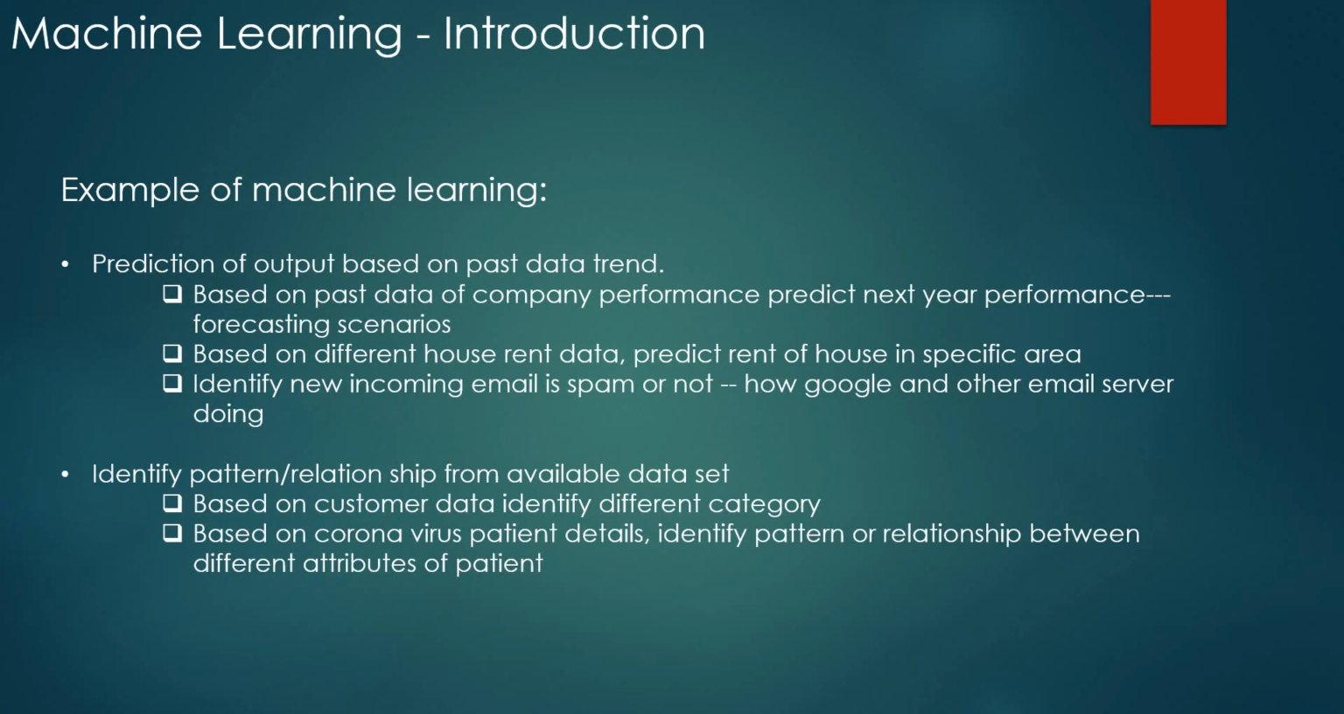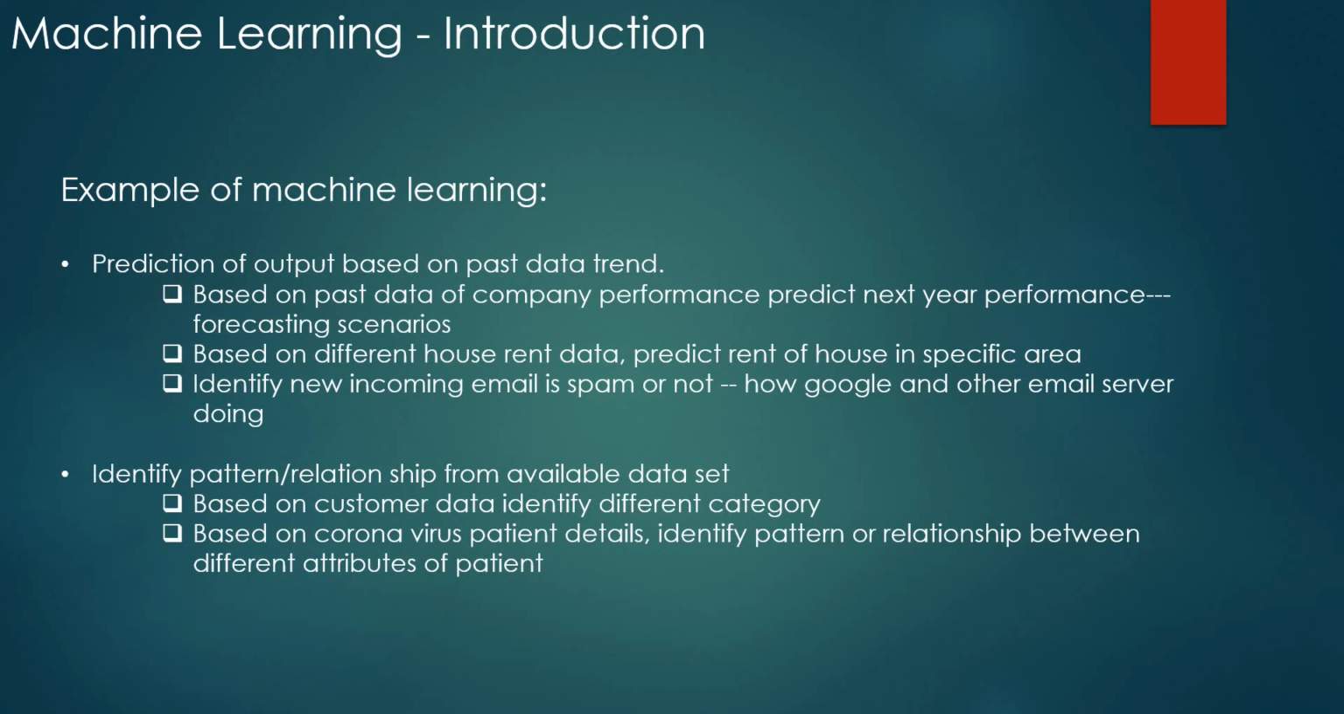The second category of example that I want to explain is identifying some kind of pattern and relationship from the available data set. So we have some data set available with us, but we don't know what exactly that data set has. We don't have much idea or insight into the data set, so the output is not known. The learning algorithm tries to analyze that data and see what exactly those attributes are, what the relationship between those attributes is, and what patterns are available in that data set.